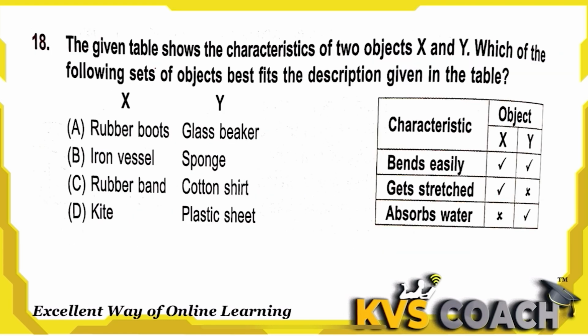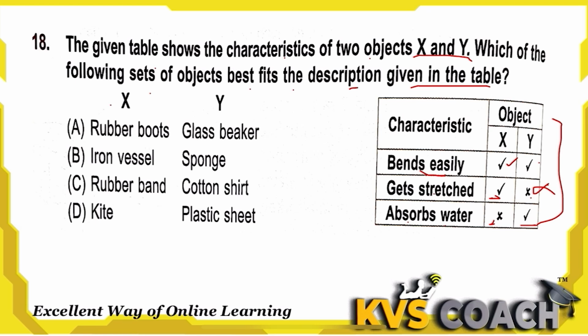Next, the given table shows the characteristics of two objects X and Y. Which of the following sets of objects best fits the description given in the table? Look at the table, X and Y. X can be bent easily and Y can be bent easily. X can get stretched but Y cannot, and X cannot absorb water but Y can absorb water. So which thing can absorb water? Sponge can absorb water, cotton can absorb water. Okay, let's check what is the answer here.